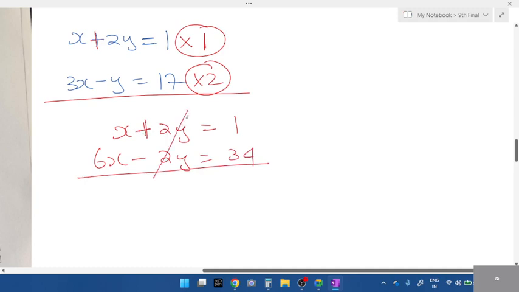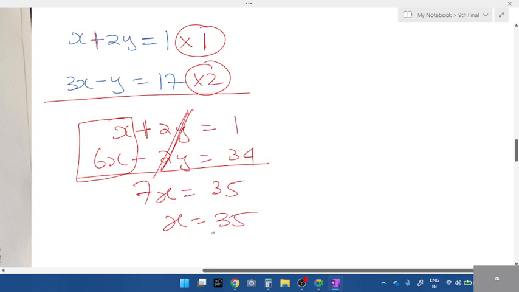Plus and minus? Right? What about the others? Both are positive. What is 1x plus 6x? 34 plus 1 is? How was this, Amy? Was it easy or difficult to solve? It was very easy. x is equal to 5.